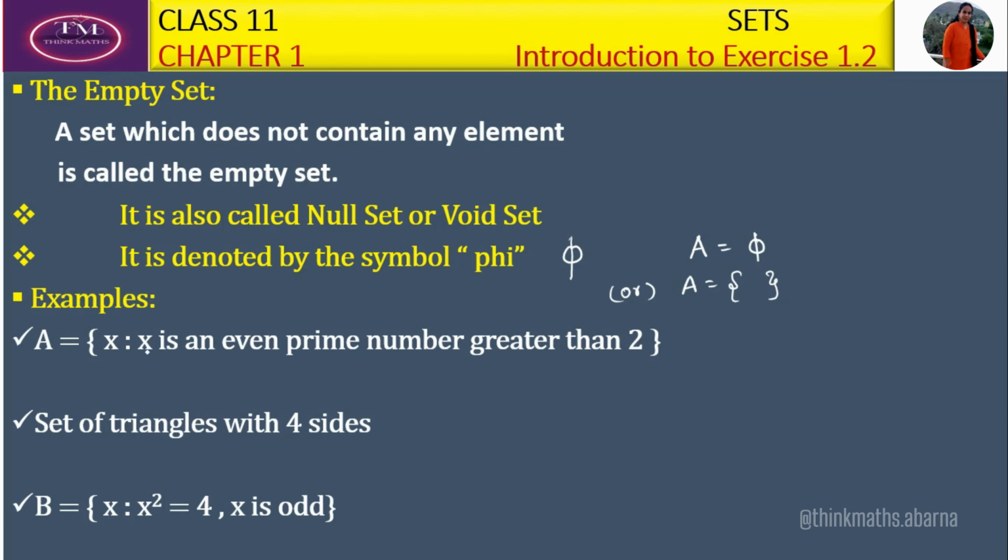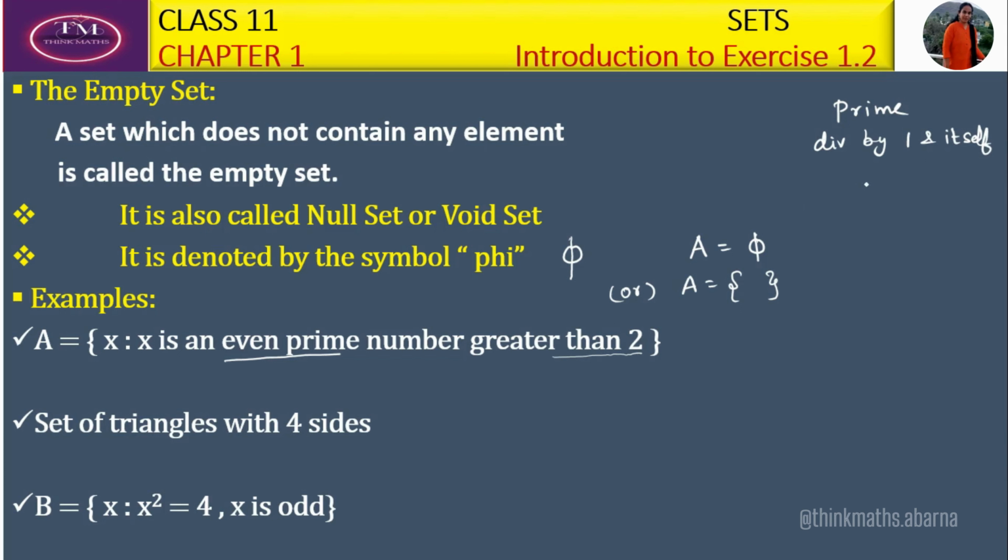So there are some examples. First one, A equal to set of all x such that x is an even prime number greater than 2. So it is a prime number and that prime number is even, and that prime number should be greater than 2. What do you mean by prime number? It should be divisible by 1 and itself.